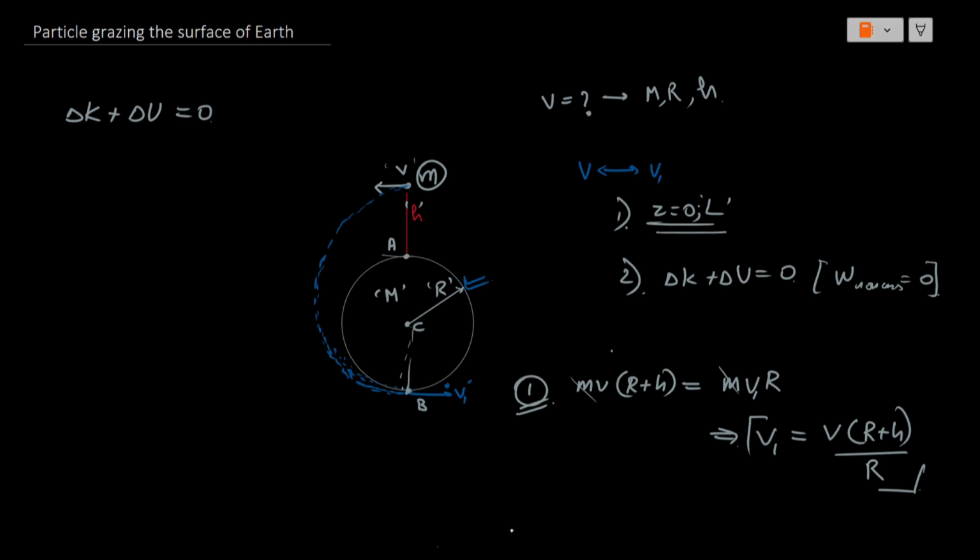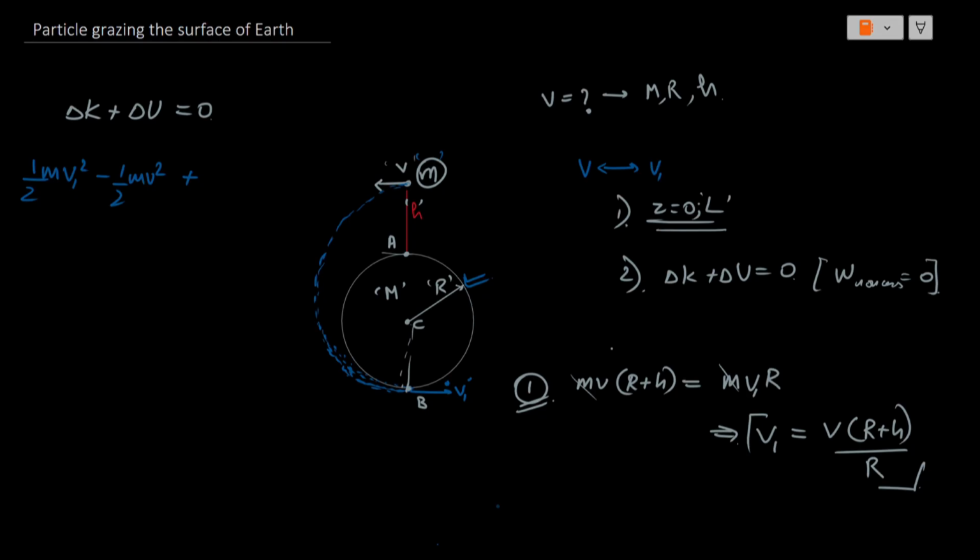So for the conservation of energy part, we have the final kinetic energy as half m v1 squared minus the initial kinetic energy for the same particle of mass small m, which is going to be half m v squared. Potential energy is going to be minus GMm over capital R minus the initial one, which is minus GMm over R plus h, right? The entire expression will be equated to 0.